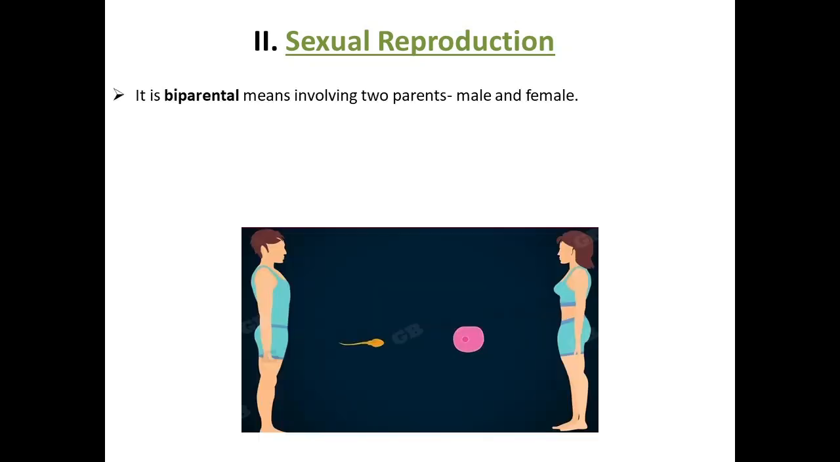Now coming to the second type of reproduction, that is sexual reproduction. It is biparental, meaning two parents are required, one male and the other female. It involves the formation of gametes, that is, male and female gametes, the sperm and the egg. These gametes are formed by the process of meiosis, and meiosis involves crossing over.